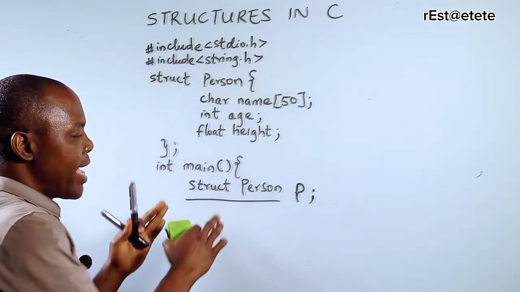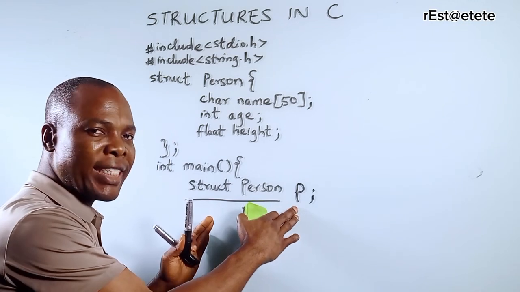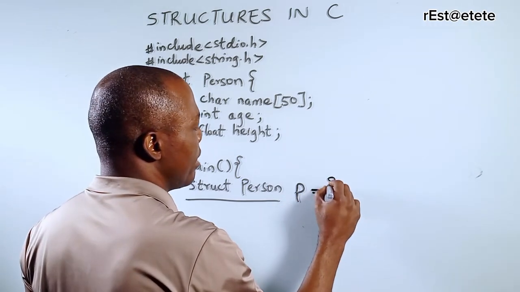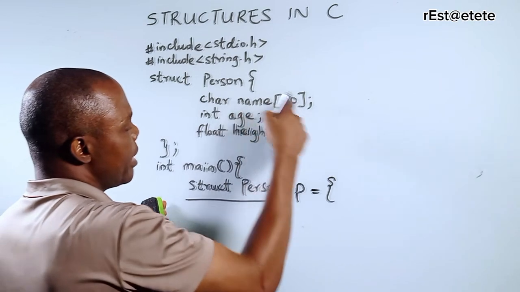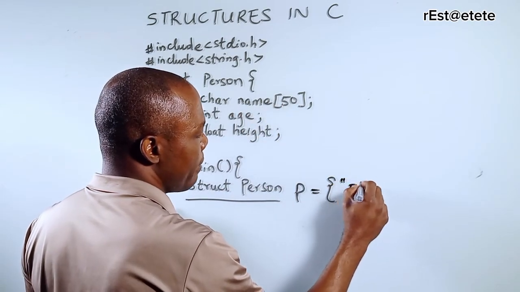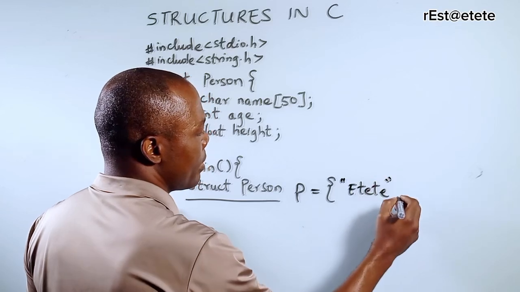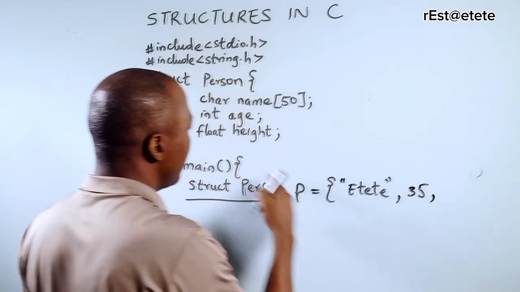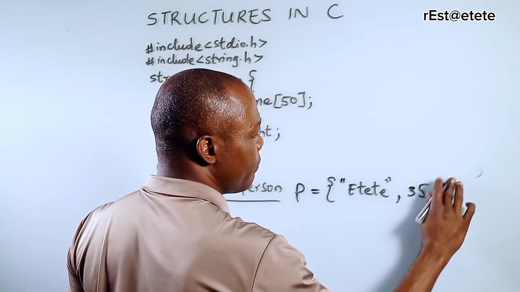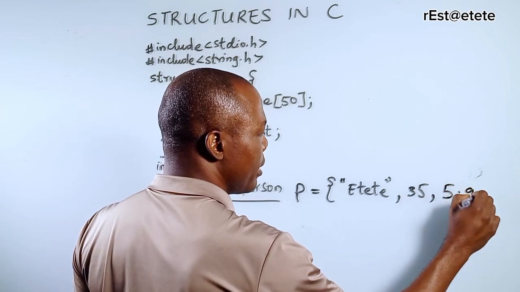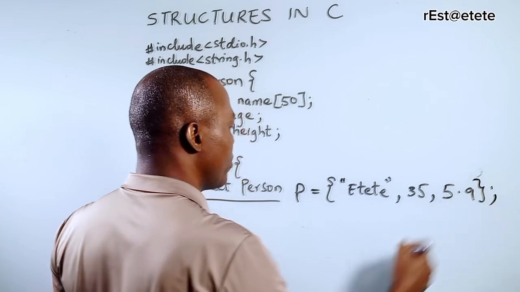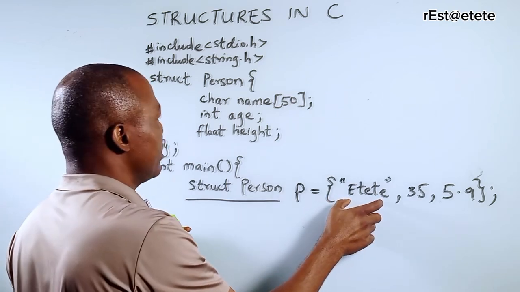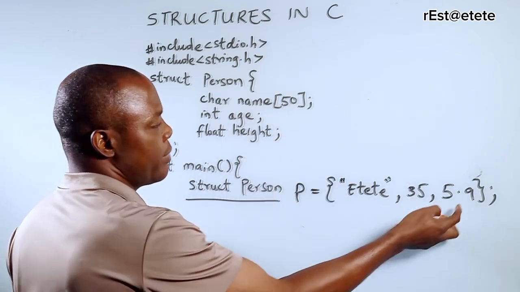Now, two ways. I can declare this object and then assign values to them immediately. If I'm going to do that, I will do this. For this name, I will just write etete, comma. This age, I will say 35, comma. And then this height, I will say 5.9, right? Then I will close. I can do it this way. So that will assign this etete to name, and 35 to age, and 5.9 to height.